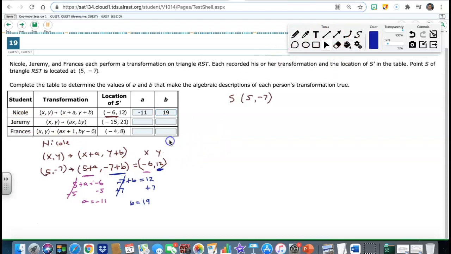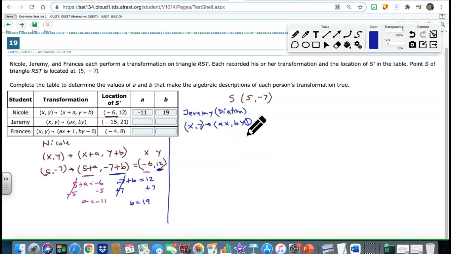So what happens with Jeremy? Jeremy, X Y turned into AX, BY. So if you notice, there's no signs between the A and the X, or the B and the Y. That means he's multiplying. So this is a dilation. All right, so Jeremy, he did a dilation, because the number is multiplying. So he turned the X, Y into AX, BY.